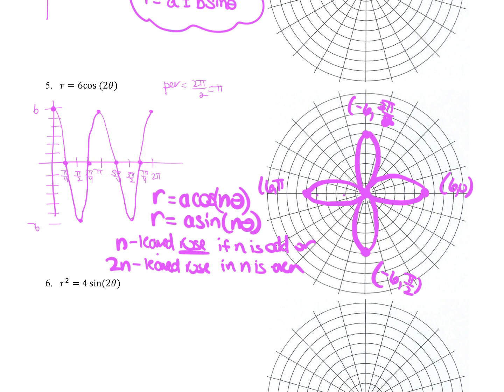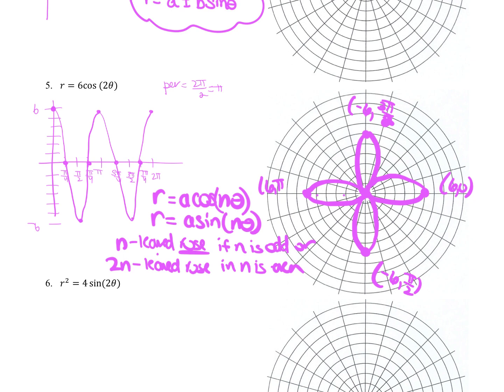So in this case, there were 4. So if you have 4 theta, we're going to double it to 8 petals. If you have 5 theta, it's just 5 petals. So you just have to pay attention to whether that's odd or even.